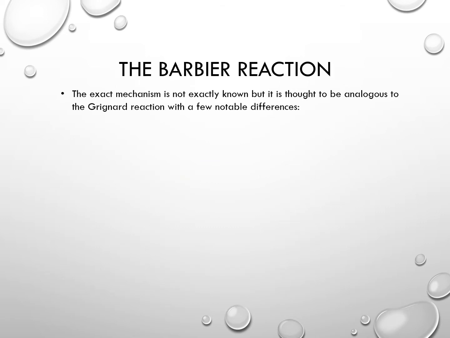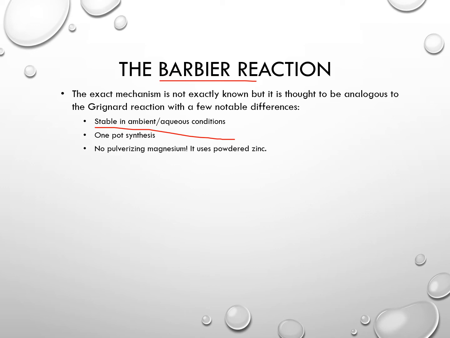Here's where things are different in the Barbier reaction. It's French, so you don't pronounce the R. Okay, so it's stable in ambient and aqueous conditions. It's a one-pot synthesis, so you're not going to be using multiple round-bottom flasks. You aren't going to be pulverizing magnesium at all because it uses powdered zinc. Powdered zinc is going to have a much higher surface area to volume ratio because it's so small.